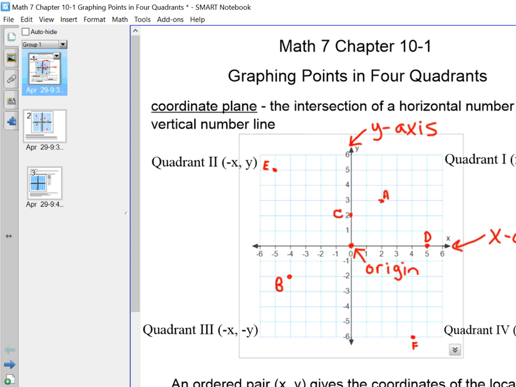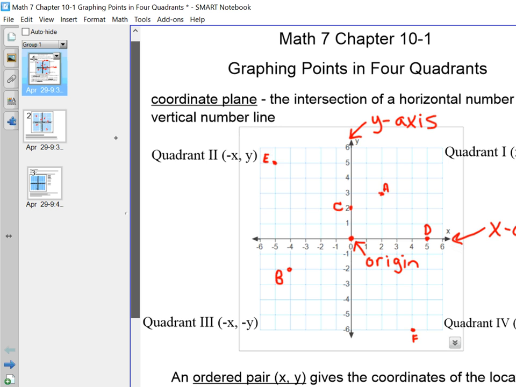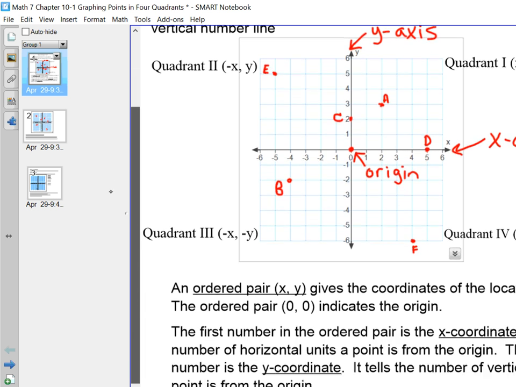So what about a point like D? Point D does not belong to a quadrant. It is said to be on the x-axis. Point C is also not in a quadrant. It is on the y-axis. The origin is simply called the origin and is 0, 0 for ordered pairs.